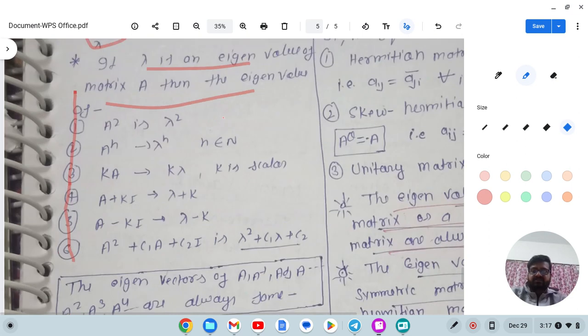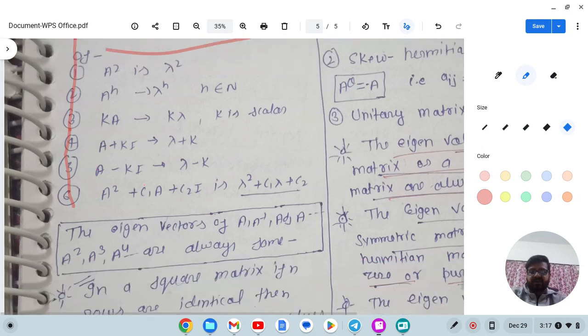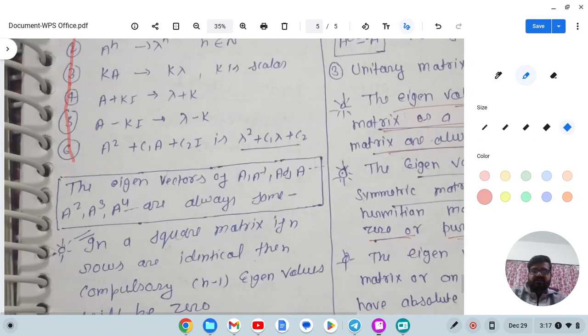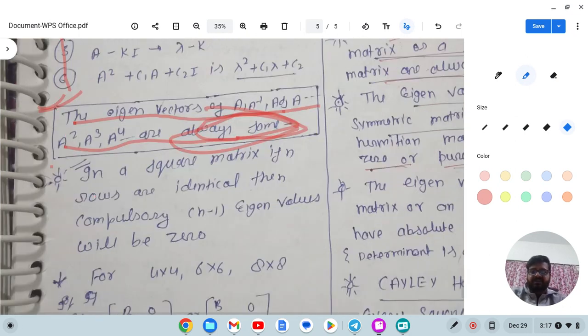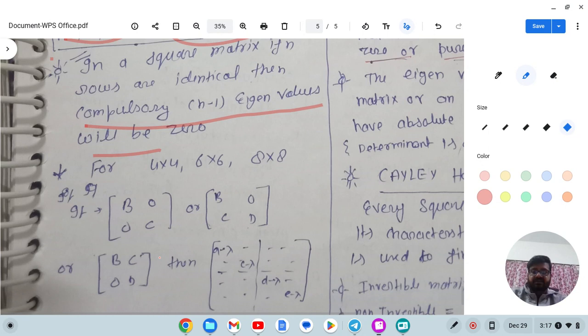So the eigenvalue of A square is lambda square, and in general the eigenvalue of A to the power n is lambda to the power n. These points are very important. And this point is not as important, but always remember the eigenvectors of A inverse, adjoint A, A square, A cube, A to the power 4 are always the same. Very easy to remember. In a square matrix, if n rows are identical, then compulsorily n minus 1 eigenvalues will be 0. And this is the next point.